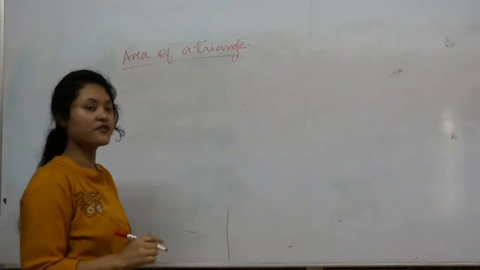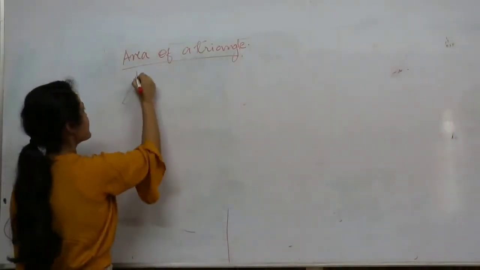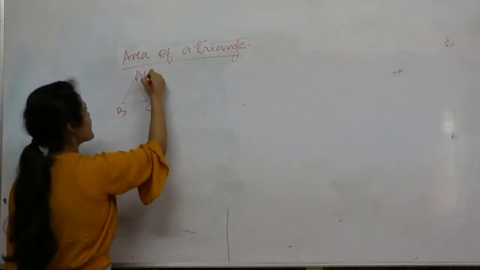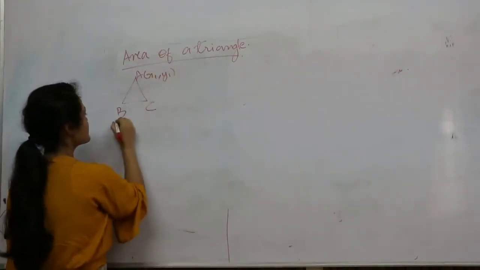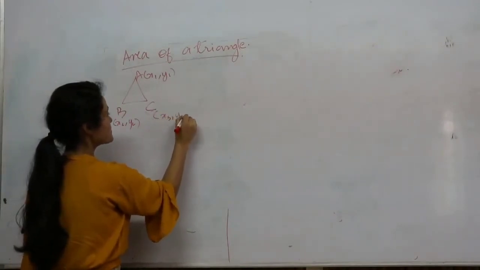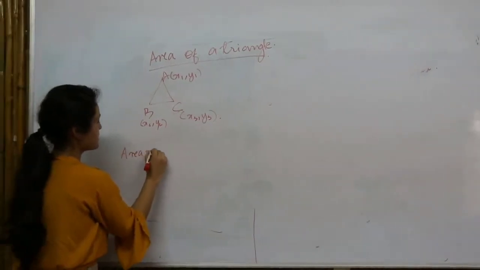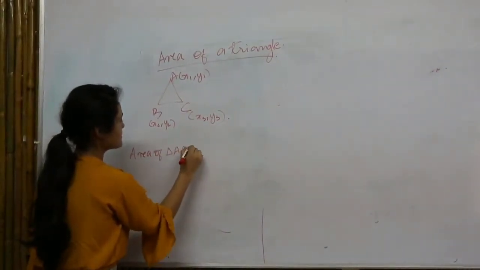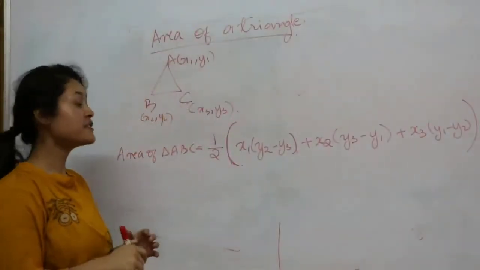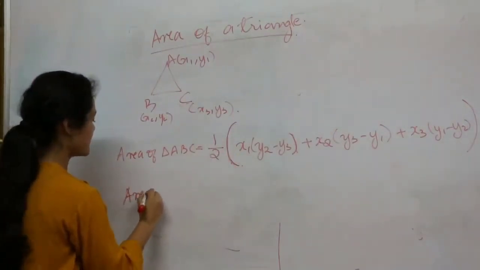I'll just give you the formula of this one. Suppose the vertices of a triangle ABC have coordinates x1, y1, x2, y2 and x3, y3. The area of this triangle is given by this formula. There's another form of this area, if you find it hard to memorize this one.